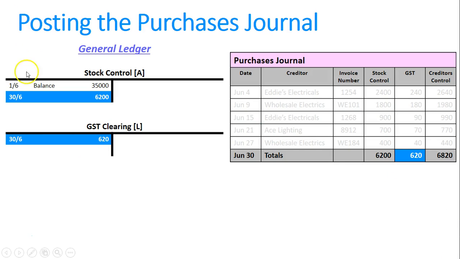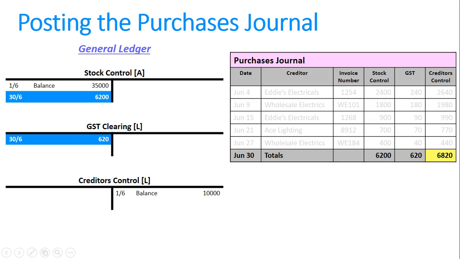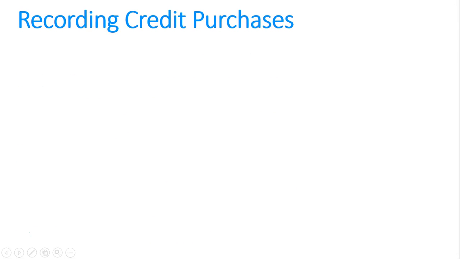We're also posting on the last day of the month. We always do that in the general ledger. And lastly, we've got the creditor's control figure of $6,820. That's going to increase our liability, so that would be our credit. Now we've got our debits and credits, we can go and match up our references. So in stock control and GST, we're going to write the name of the other ledger, which in this case is creditor's control. And in creditor's control, we're going to write a double reference, stock control / GST clearing. So we know that now.